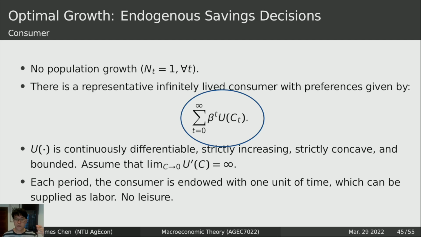We also assume that when c goes to 0, u prime of c goes to infinity. What that means is that it's impossible for you to consume 0 in any period. Because if there's any one period where consumption is 0, I will give that period just a little bit of consumption, just epsilon. Then because u prime of c at the point 0 goes to infinity, that additional consumption, even though it is just a little, gives a marginal utility of infinity.